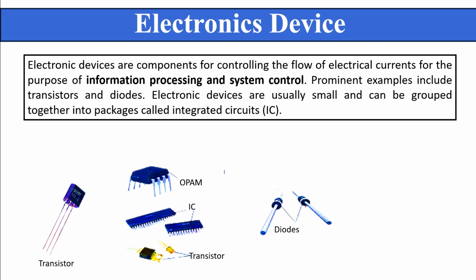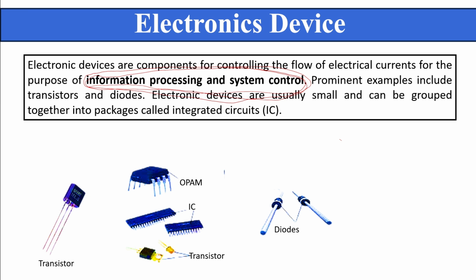So, what is an electronic device? Electronic devices are components for controlling the flow of electrical current for the purpose of information processing and system control. So the role of any electronic device is this information processing and system control, that means processing of signals and controlling other devices. That is the work performed by any electronic device, and it is done by controlling the flow of electrical current, by controlling the charge gradient.